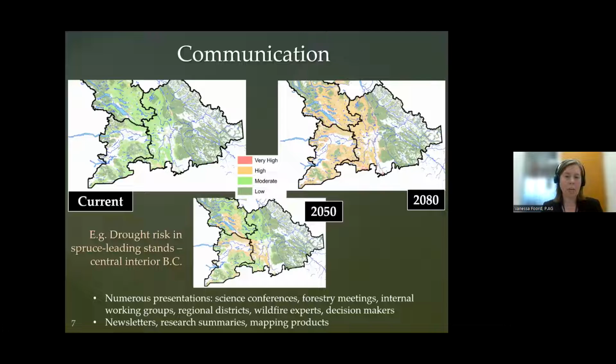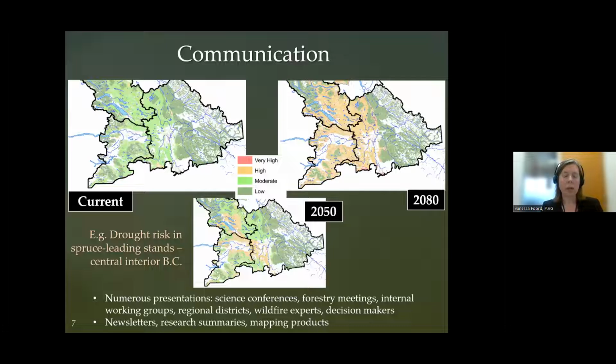And then when we look into the 2080s, there's a lot more area of potential mortality in these spruce leading stands for drought risk. So looking at the figure on the top right, managers and decision makers could use information such as this to say, okay, in those areas of high drought risk, how do I want to manage that forest? Do we potentially harvest early?